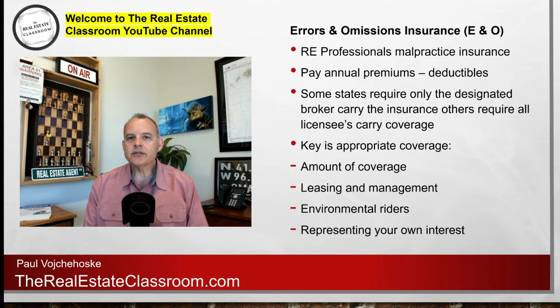So in today's real estate exam prep video, we're going to discuss a type of insurance that you have to have as a real estate professional in most jurisdictions in the United States. It's called Errors and Omissions Insurance, commonly referred to as E&O insurance.